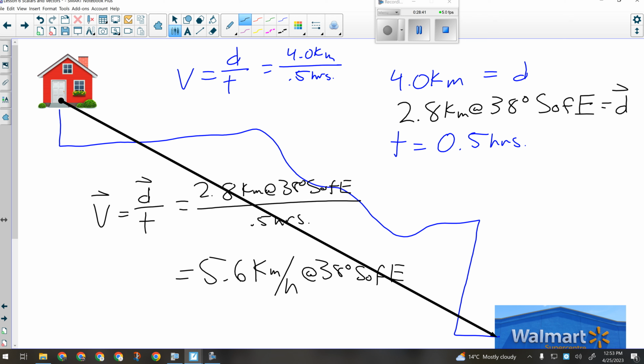The only way I end up at Walmart is if I walk at 5.6 kilometers per hour, 38 degrees south of east for a half an hour. So I end up 2.8 kilometers at 38 degrees south of east from my house, which happens to be the position of Walmart. Okay, everybody all right with that? This is the same trip from different points of view. Everyone follow that now?